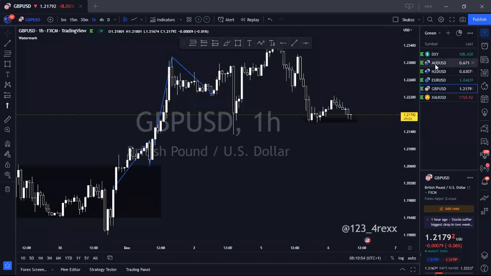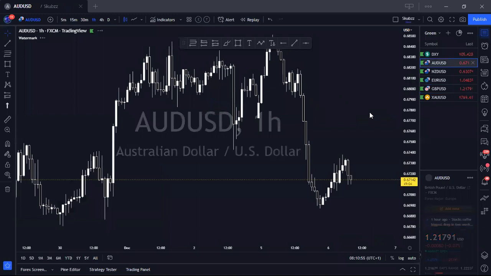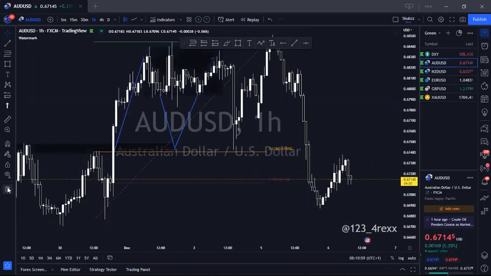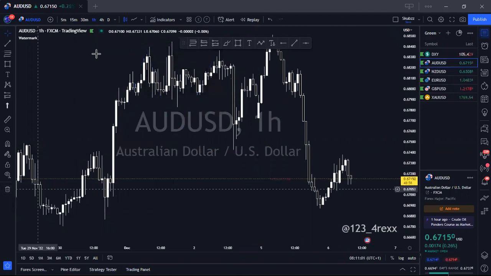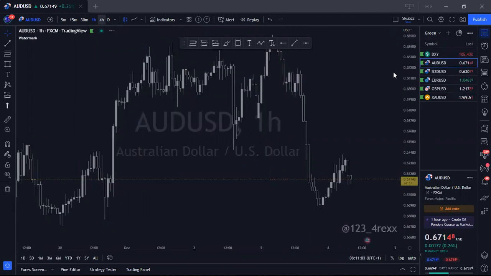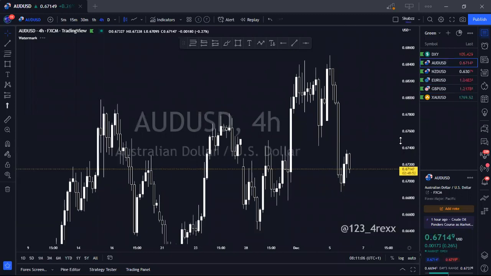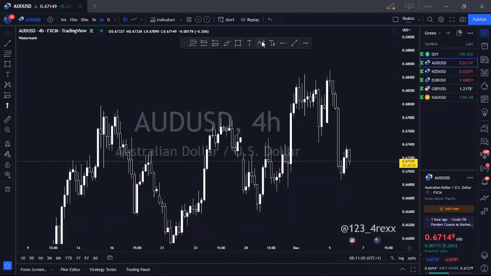So now let's start with AUDUSD. Since it's a new week, let's go to the 4H and do our top-down analysis. On the 4H, we were in an uptrend until yesterday. We pushed up, we pulled back, we created a higher low, we created a higher high, and then we broke that higher low to the downside.